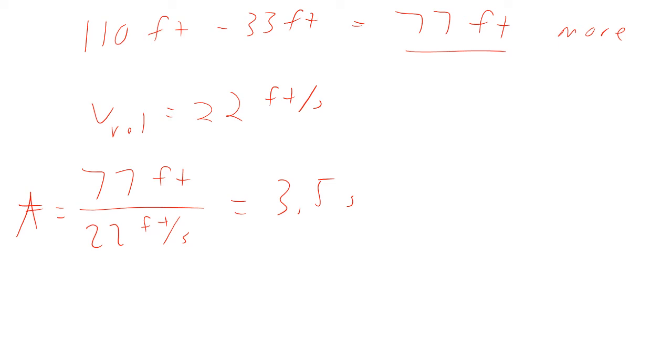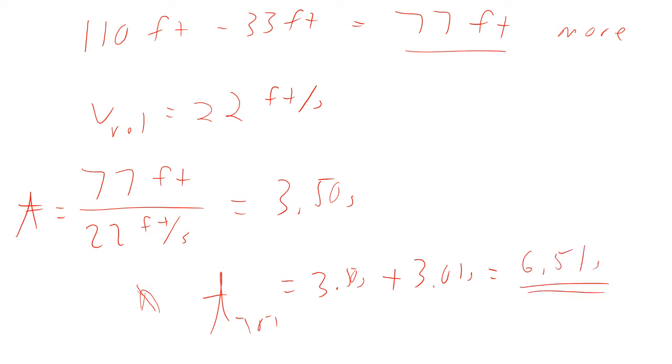Well, it's going constant speed for that, so that means the total time is going to be the 3.5 seconds it goes after it reaches speed, plus the 3.01 seconds before. I'm being a little bit sloppy here with displaying my significant figures. This should be 3.50 seconds. But the total time here is going to be 6.51 seconds. So that is the total time it took to complete the pass.